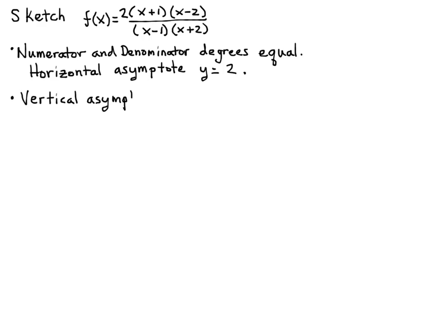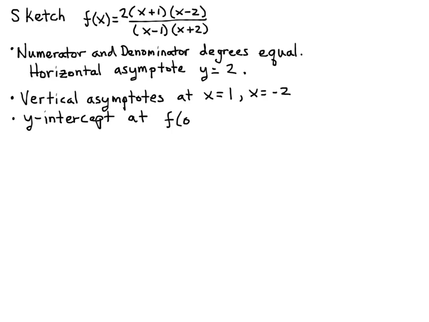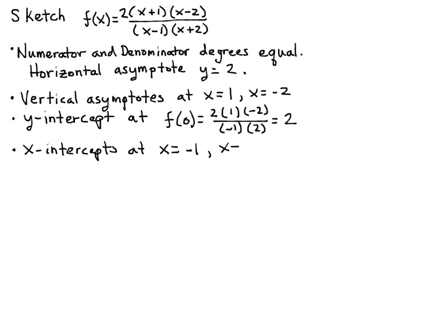Now, vertical asymptotes, we know we're going to have two of them because we have two places where we can start dividing by 0. One of them is where x equals 1. The other one is where x equals negative 2. Now, the y-intercept is easy to calculate. We just plug in a 0, and so we get 2 times 1 times negative 2. So I'm just putting zeros in there. And so I get 2 times negative 2 over negative 1 times 2. And so my y-intercept is at 2. And my x-intercepts I get because I look at my numerator and say, okay, at x equals negative 1 and x equals 2 is where I'm going to cross the x-axis.